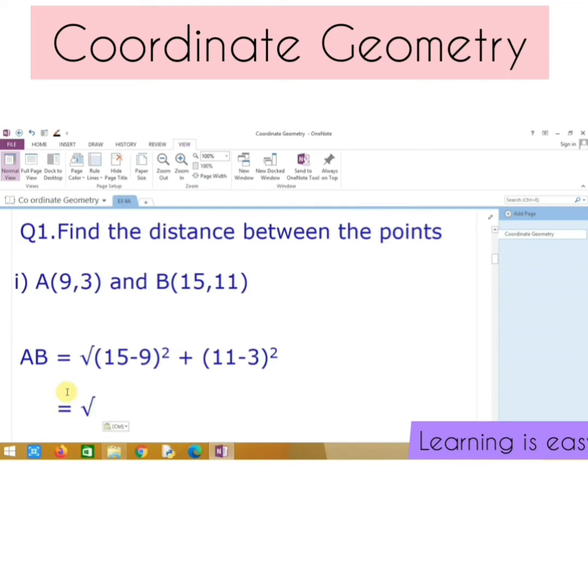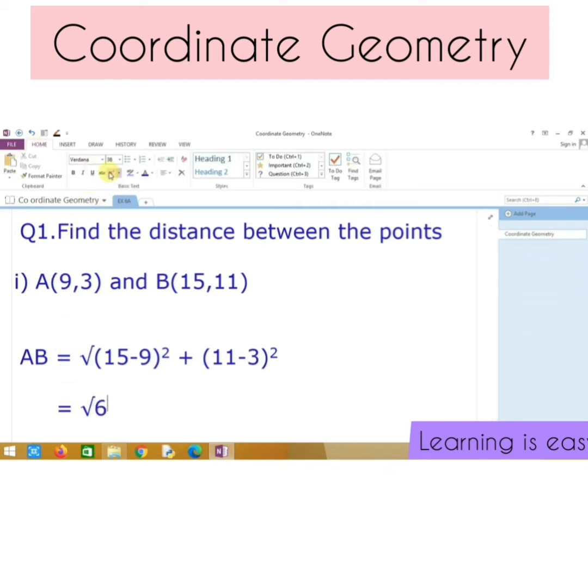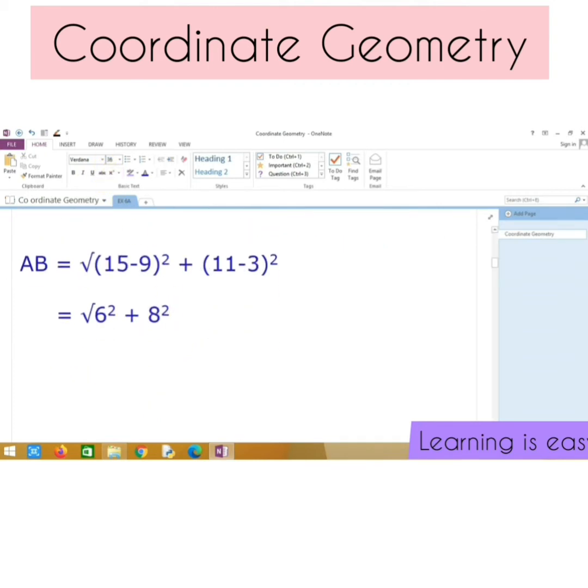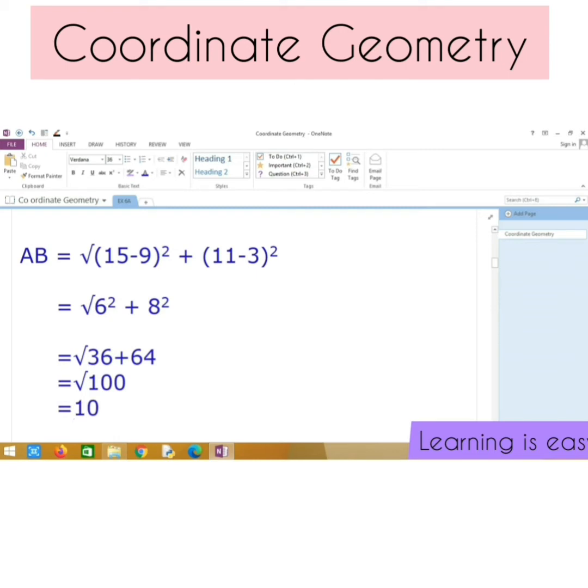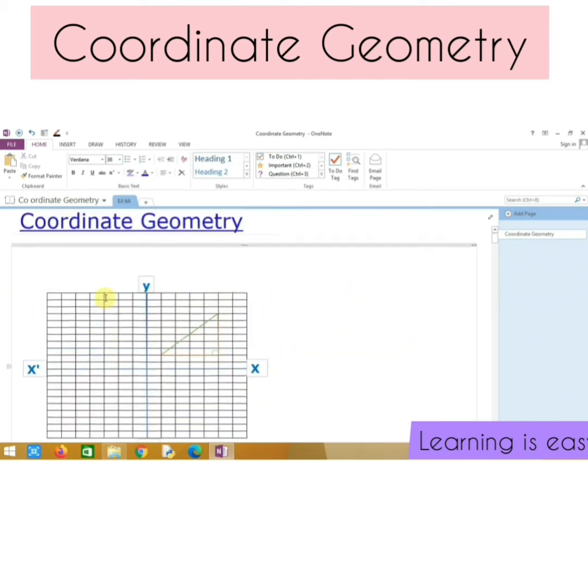Square root of 15 minus 9 is 6 squared, plus 11 minus 3 is 8 squared. So we get square root of 36 plus 64. Square root of 100 is 10. So the distance is 10 units.